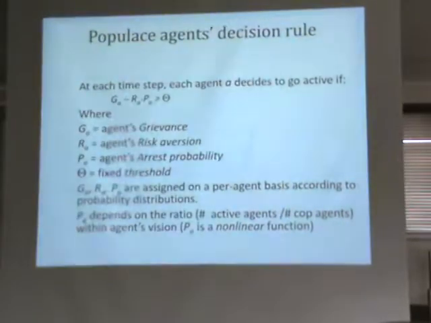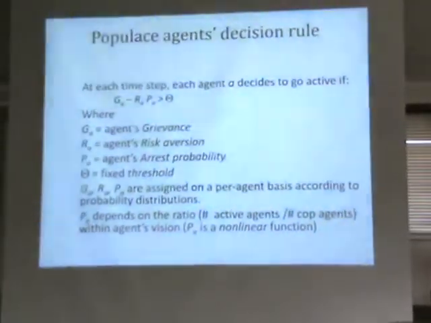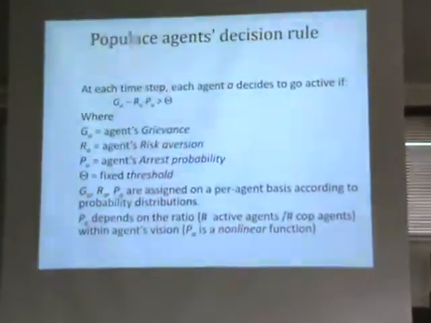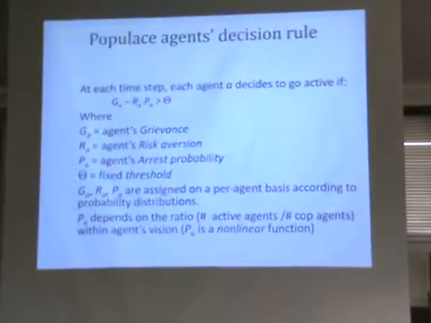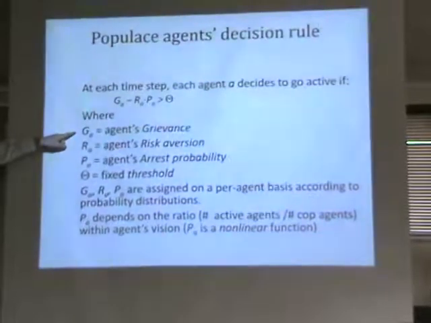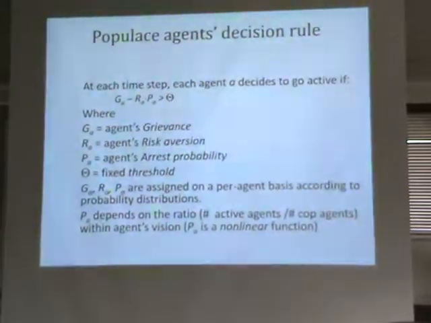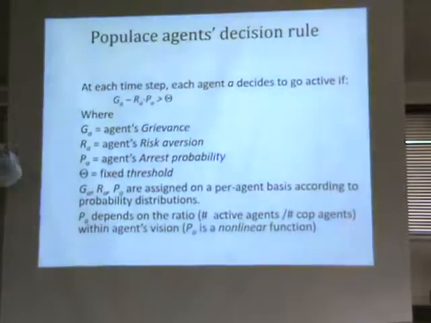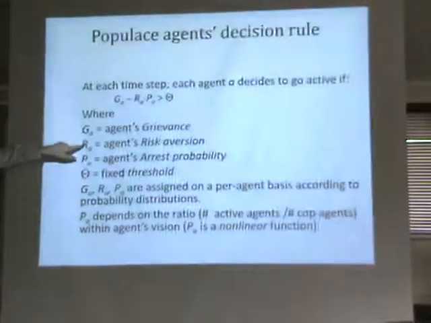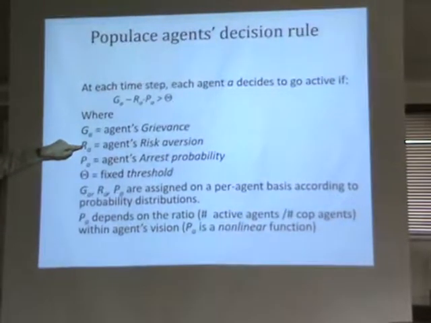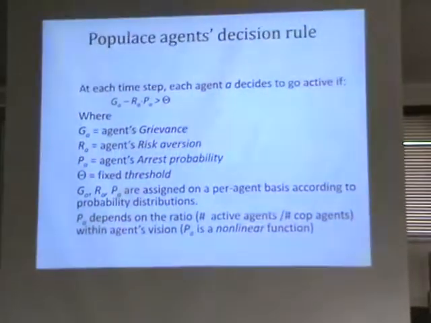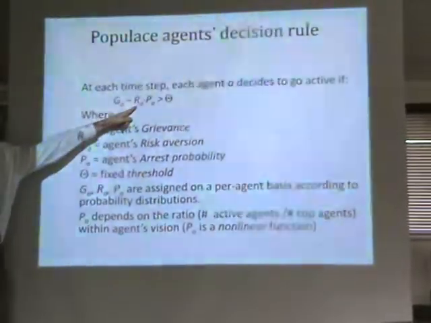All right, so this is the actual mathematical model. This is the basic dynamics that the agent uses to decide whether to go violent or not. The agent may have a grievance, some level of dissatisfaction, which makes the agent more likely to become violent. The agent also has a risk aversion. He doesn't want to be arrested. If that's large, then he will be less likely to go violent. So that's a negative term.